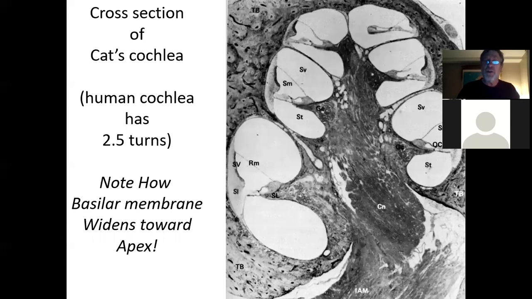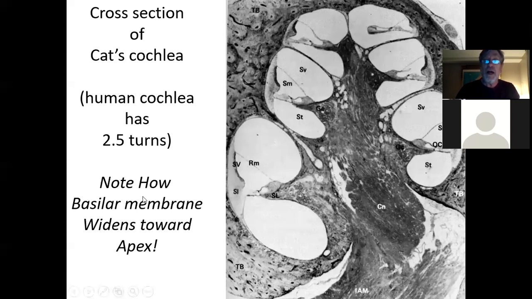What's interesting is, look at how narrow this little area here is. And look at how the scala media, the membranous labyrinth, actually gets wider and wider as you go to the narrow end of the cochlea. The hair cells are all standing right here. And where the hair cells stand is actually narrowest at the wide end of the cochlea and gets wider toward the narrow end of the cochlea.